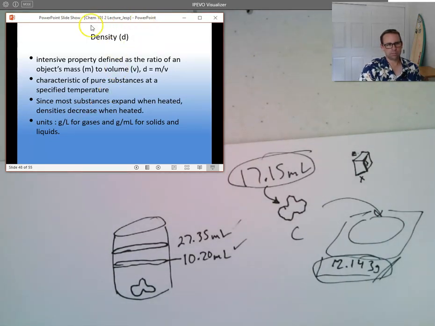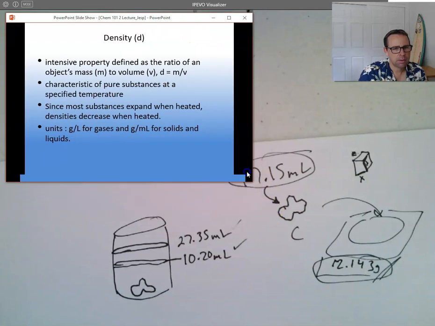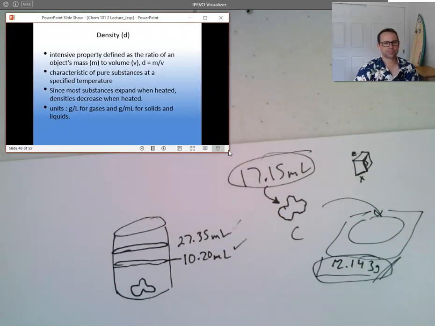You do 12.143, that's right, divided by 17.15. And what is that going to give me? What do you call that? The density. The density, right? Okay, very good. Did you get it? No, still working on it. Okay, great.